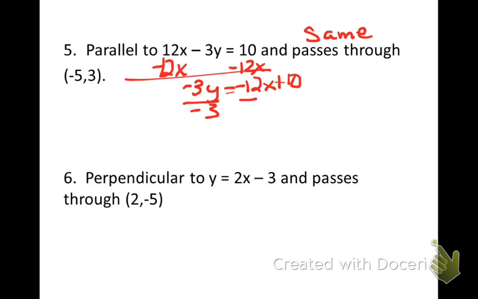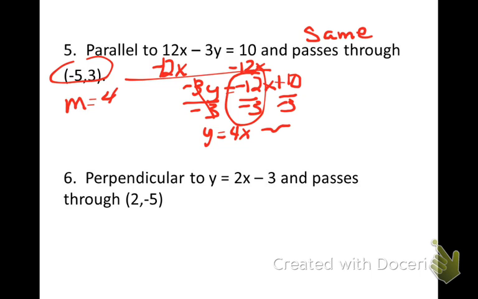Divide everything by -3. And again, the important thing I want is this part right here. So what is -12 divided by -3? Positive 4x. I don't really care what this other stuff is. So I know my new slope is going to be 4. I'm going to use that with this ordered pair to find my b. So y is 3 equals m is 4, -5 plus b.